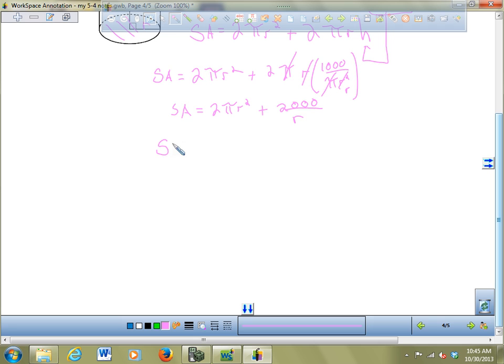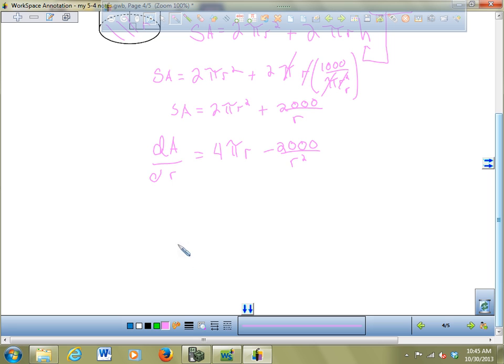Take the what? Derivative. So you're going to take dS, let's call it, dr, okay? The derivative of the area with respect to the radius, and you get 4 pi r. This is r to the -1, so this derivative is negative 2,000 over r squared. Do you understand that? Yeah. Okay, what I did?